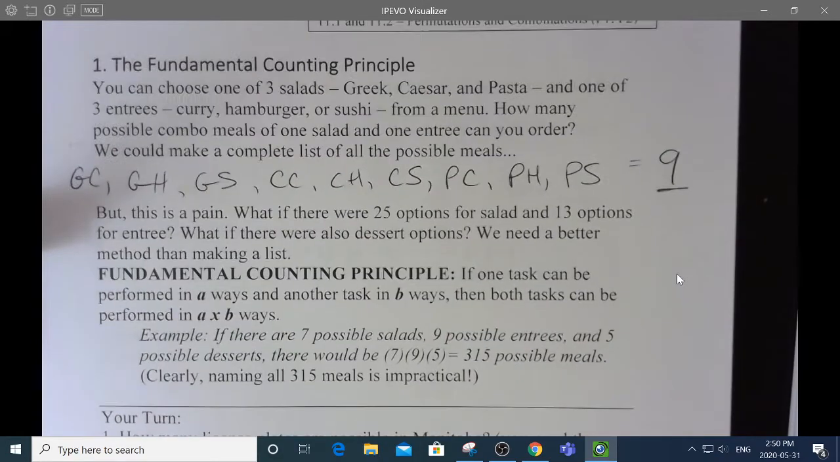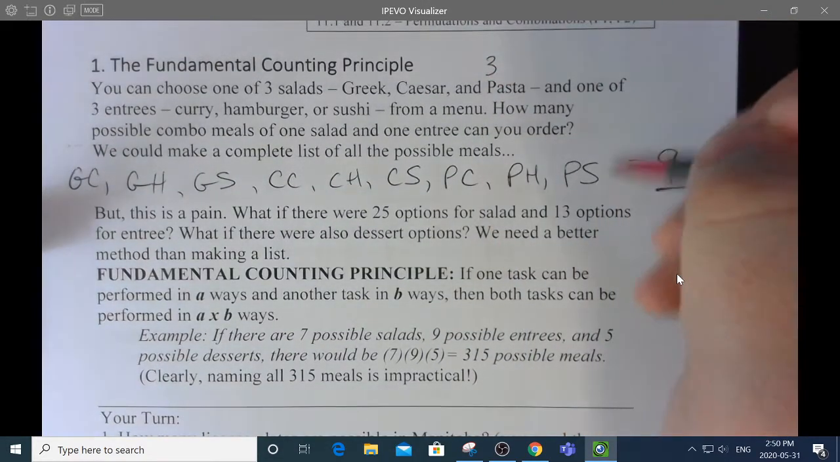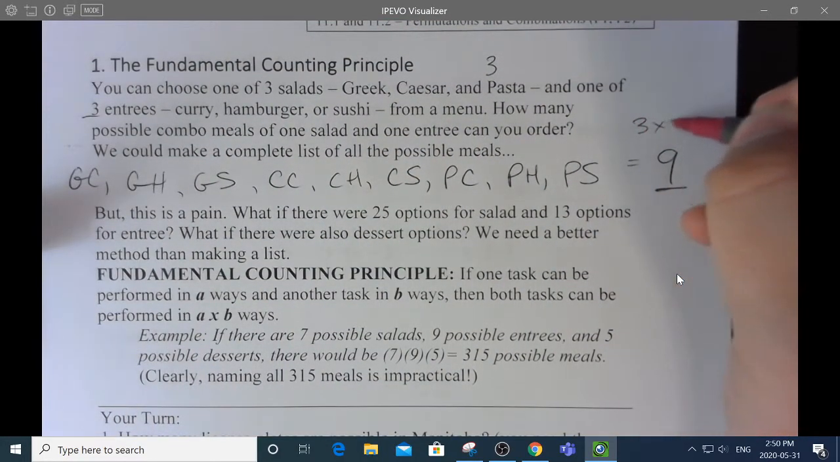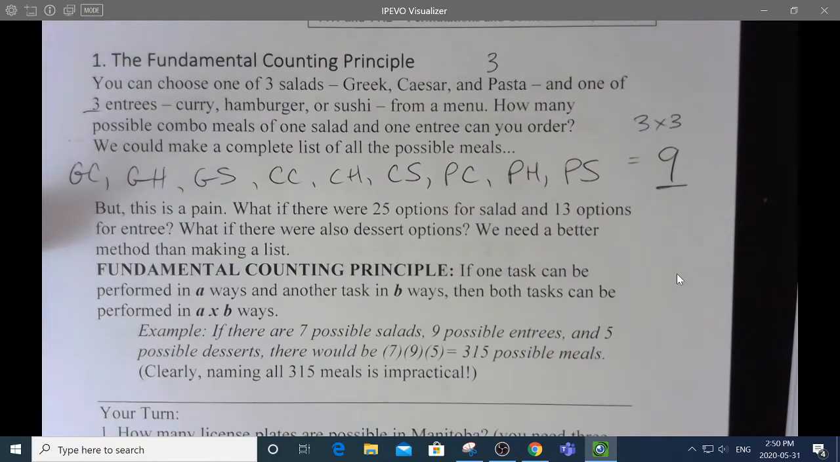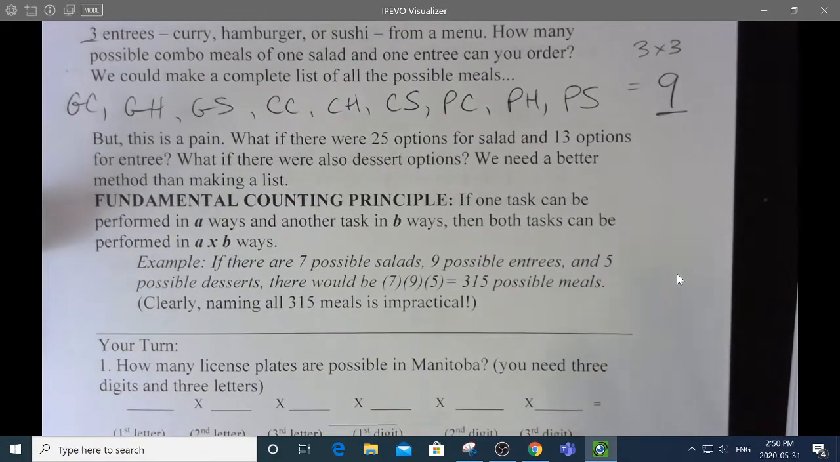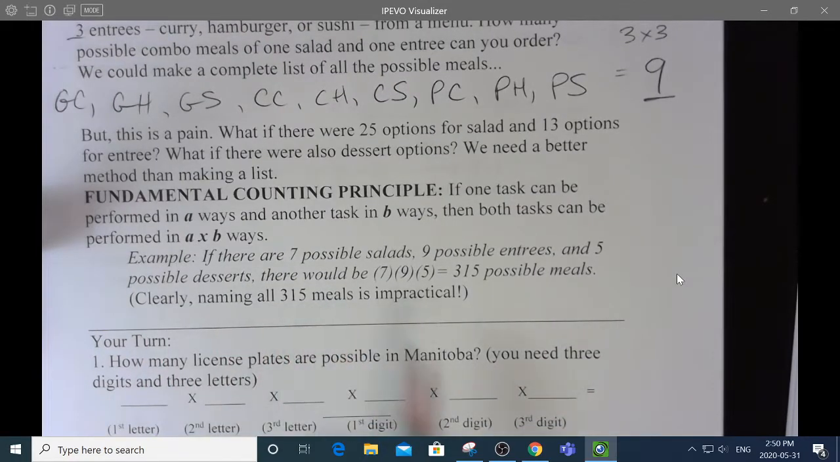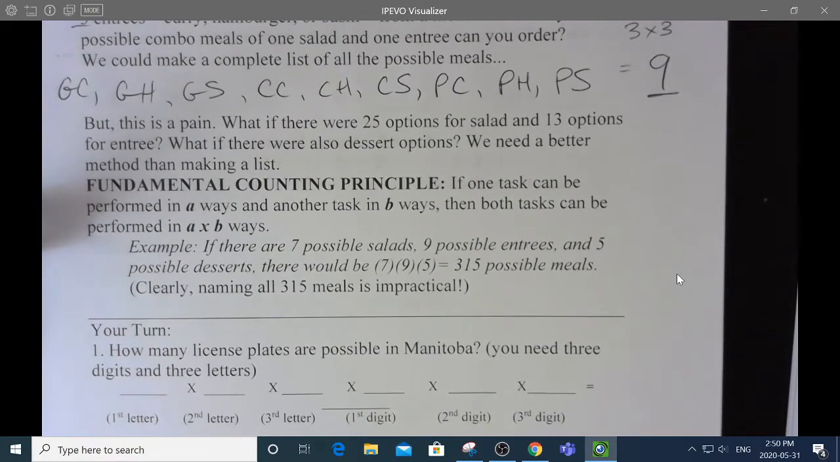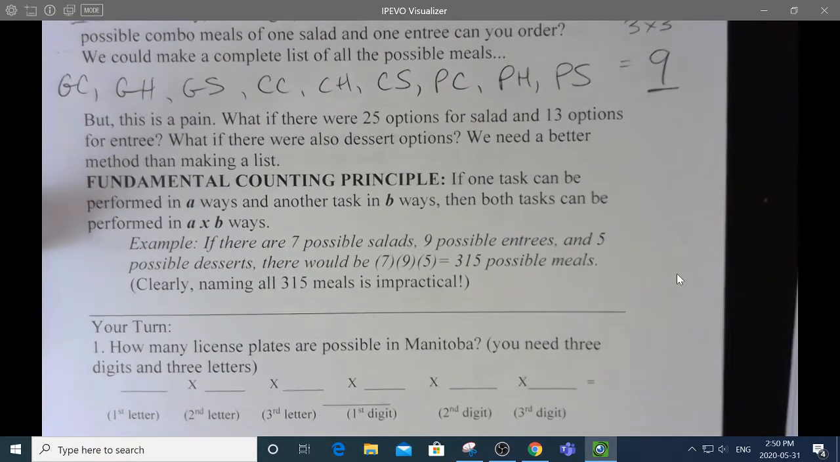Take a look at the example we just did. There were 3 choices for salad, there were 3 choices for entrees, and 3 times 3 is, of course, 9. And this would work for bigger amounts of choices and for when you have more than 2 choices. For example, if there's 7 salads, 9 entrees, and 5 desserts, there would be 7 times 9 times 5, which is 315 possible meal combinations. And clearly naming all 315 meals is impractical, and whoever wrote these notes has never seen the menu at a Cheesecake Factory. That thing's like a phone book.